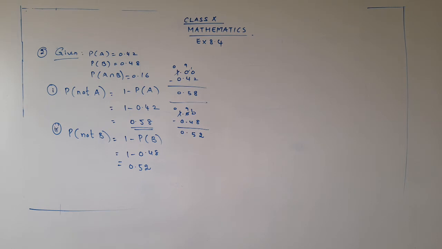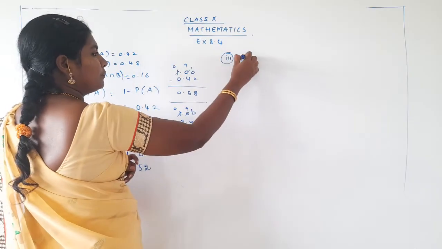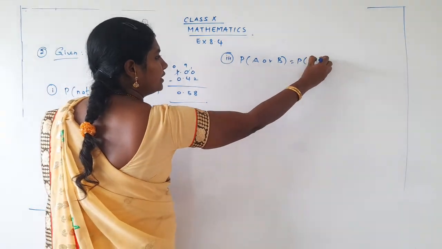Okay, now coming to the third subpart. What is the third subpart given to you? P of A or B. Yes, A or B. So when you are talking about P of A or B, you have to just assume that P of A union B is given to you.